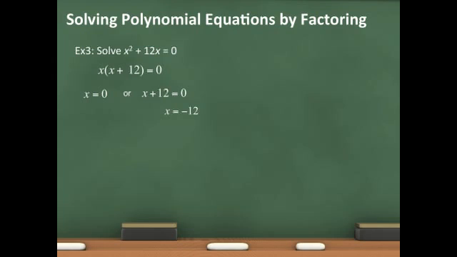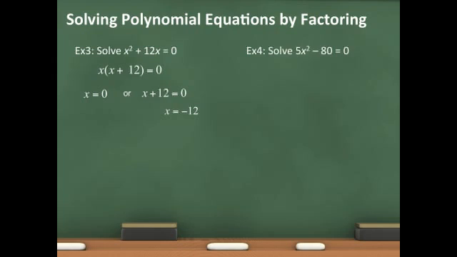To solve for x, we subtract 12 from both sides of the equation. This gives us x equals negative 12. Therefore, our two solutions are x equals 0 and x equals negative 12. Again, don't forget step 5, which is to check your solutions. In the next example, again, we have a missing term, so this will affect how we factor.